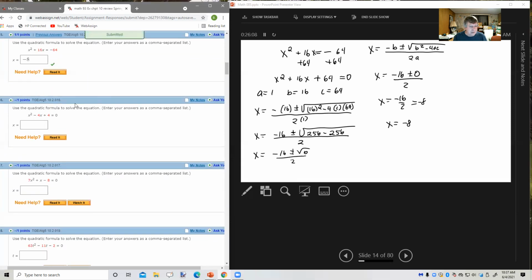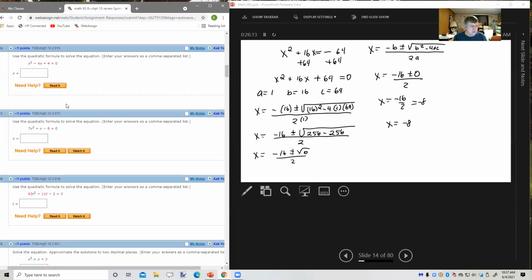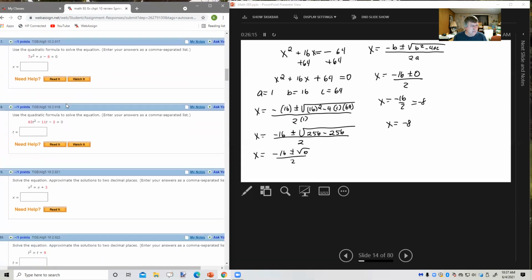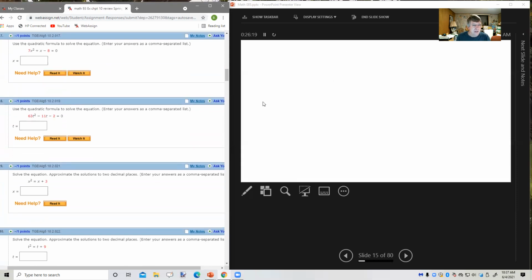All right. Let's take a look at number 7. Use the quadratic formula to solve the equation. So I get 7x squared plus x minus 8 equals 0. This is already in standard form. So A is 7, B is 1, and C is negative 8.